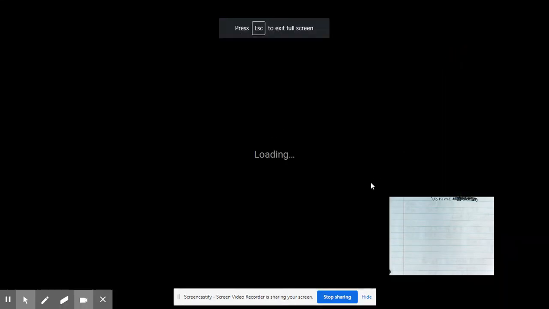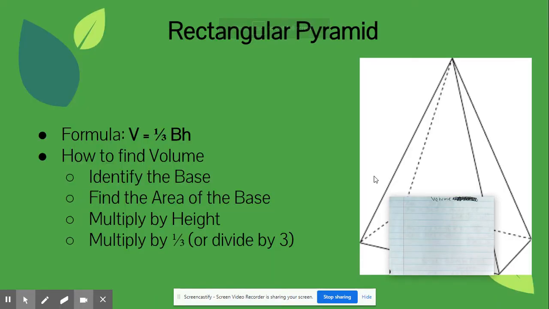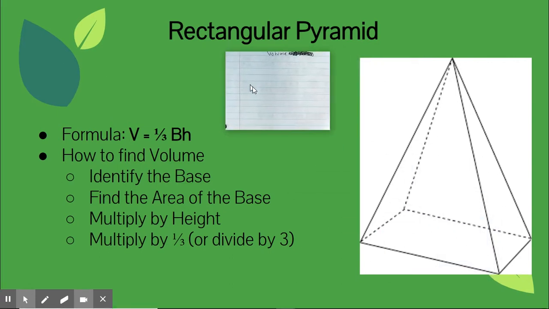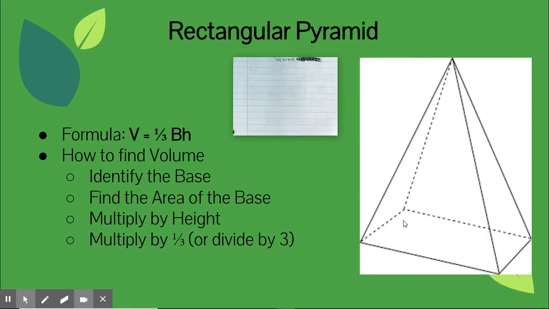Okay, guys, today we're going to move on from prisms and go into pyramids. So we're going to start with the rectangular pyramid because, just like with prisms, the rectangular one is the easier one out of the two. Okay, so if you see, that's a rectangular pyramid. The base is a rectangle and it has triangles coming up off of each side. That makes it look like a pyramid.